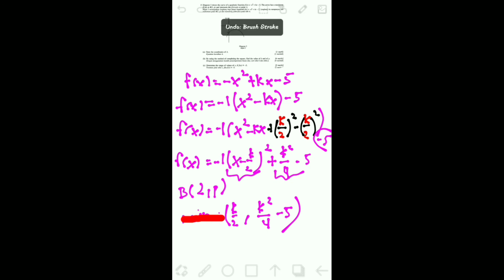Then you just compare this and that, so k over 2 equals 2, which implies k equals 4. Knowing k equals 4, you substitute here: 4 squared over 4 minus 5 is equivalent to p. So p equals 4 squared over 4, which is 4, minus 5 is negative 1, and we get our p.